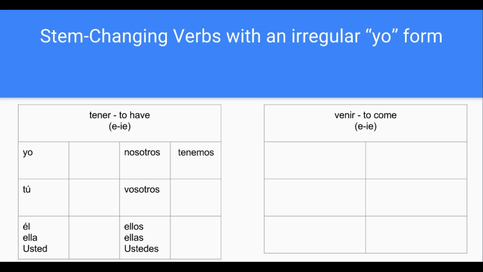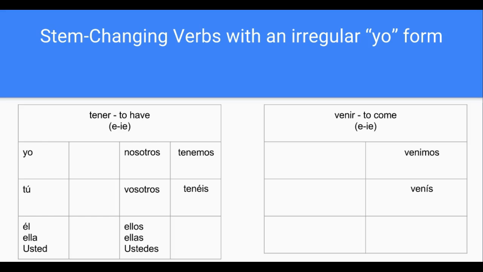They follow the same pattern as any other ER or IR verb. So since tener is an ER verb, your nosotros form is tenemos. Venir, however, is an IR verb, so that form is venimos. The vosotros form for tener is tenéis, whereas the vosotros form for venir is venís. These follow the same pattern as all the other ER and IR verbs that you've been working on.